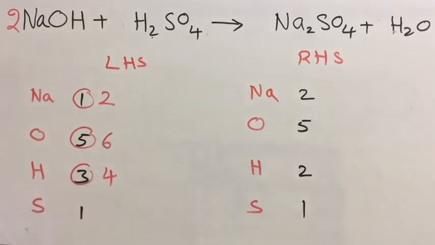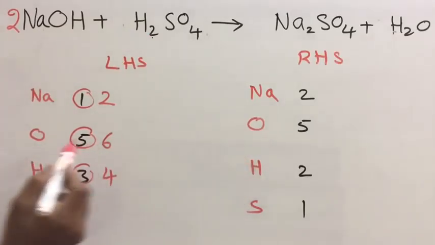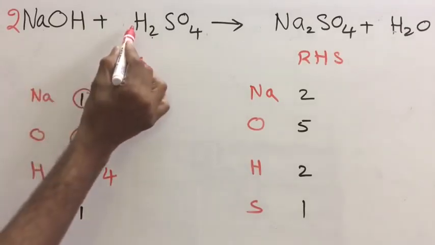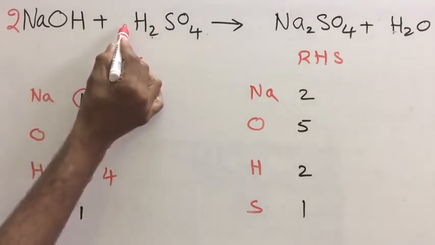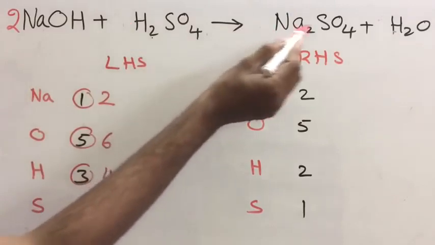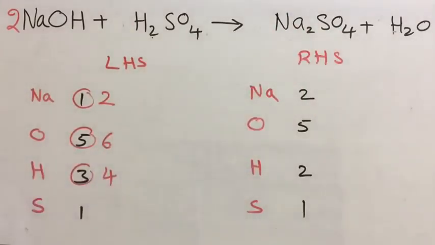Now check for another element, oxygen. Here 6, here 5. If you work on oxygen, it looks very complicated, because if you write any number here or here for oxygen, it will become very complicated. So in this case, we will check this at the end.